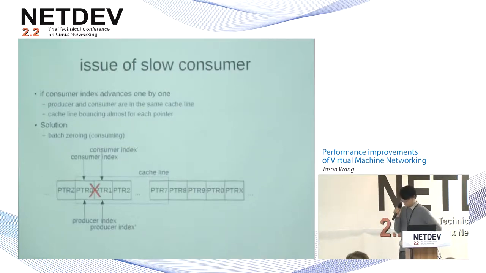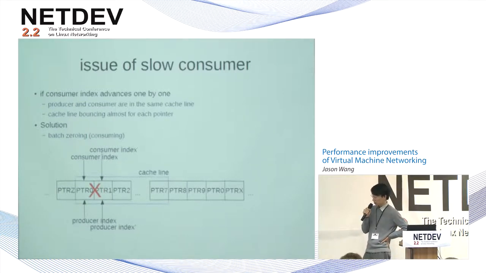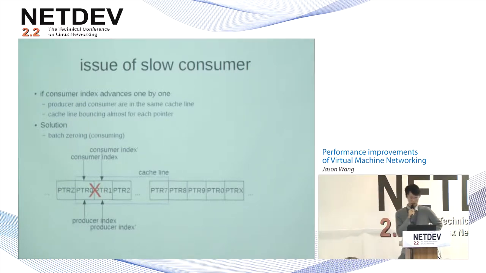It works well if the consumer speed matches the speed of the producer, but this is not the case. Especially in our case, the consumer is really slow, which means that the ring is almost full. In this case, we get serious cache line contention, because the consumer index and the producer index may refer to data in the same cache line. So we need to do something to solve this.